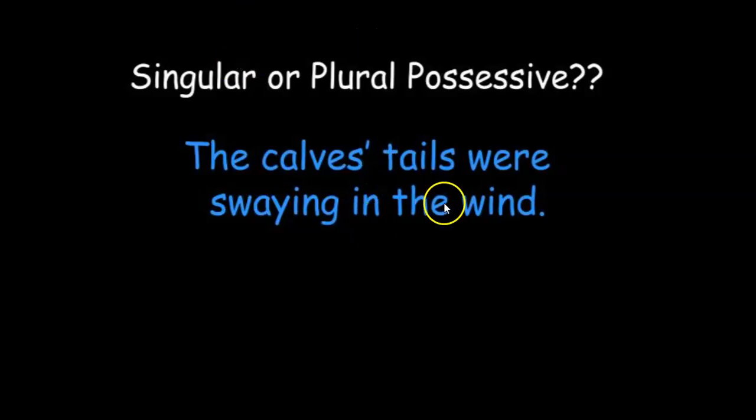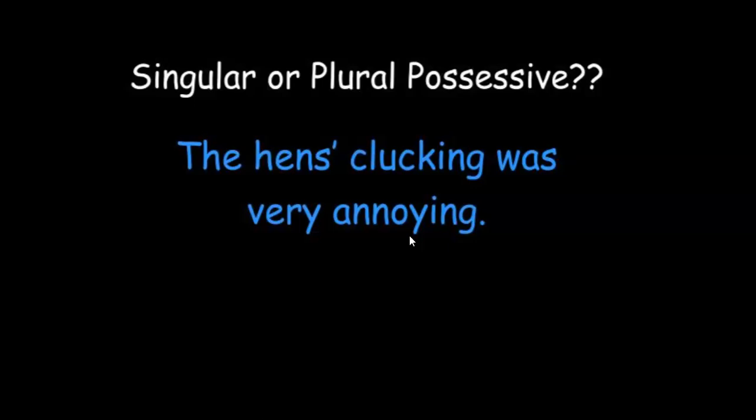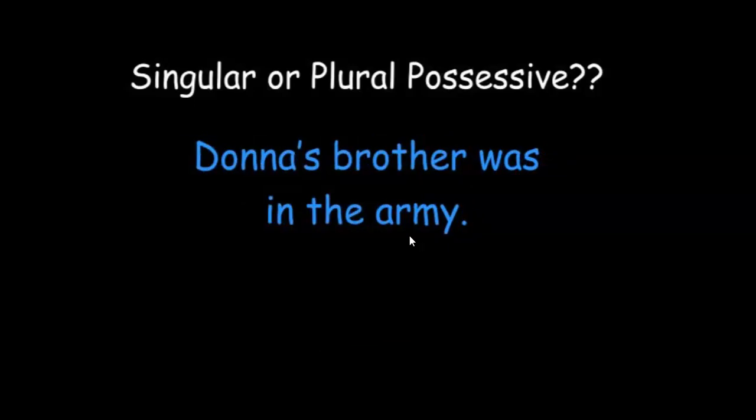The calves' tails were swinging in the wind. Calves is the plural form. The hen's clucking was very annoying. Hen is a singular form. Donna's brother was in the army. Donna is also the singular form.